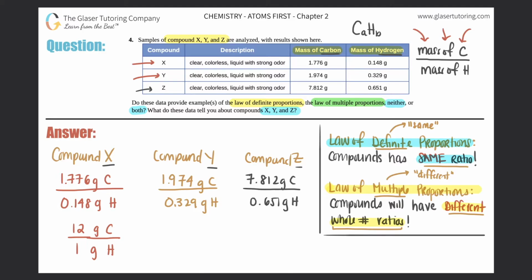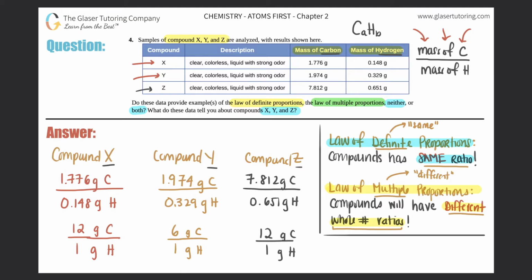1.974 divided by 0.329, you get 6. Let's still turn it into a ratio, so it's over 1. Grams of C, grams of H. And then last but not least, 7.812 divided by 0.651. We got 12 again. So 12, turn it into a ratio, over 1. Grams of C, grams of H.